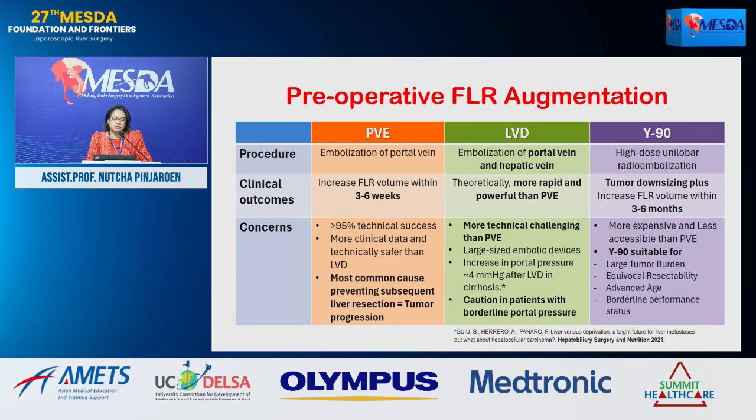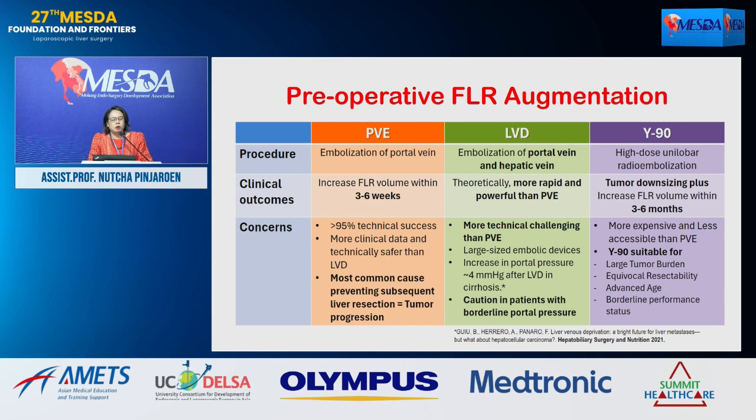So I would like to start with the FLR augmentation before the liver surgery. Nowadays, for non-operative methods, we have three kinds. First is portal vein embolization, which is very well known and practiced worldwide. We have to wait around 3 to 6 weeks after PVE before putting the patient on the surgery table. Technical success rate is very high, over 95%, but the cost is preventing subsequent liver resection, mostly from tumor progression.